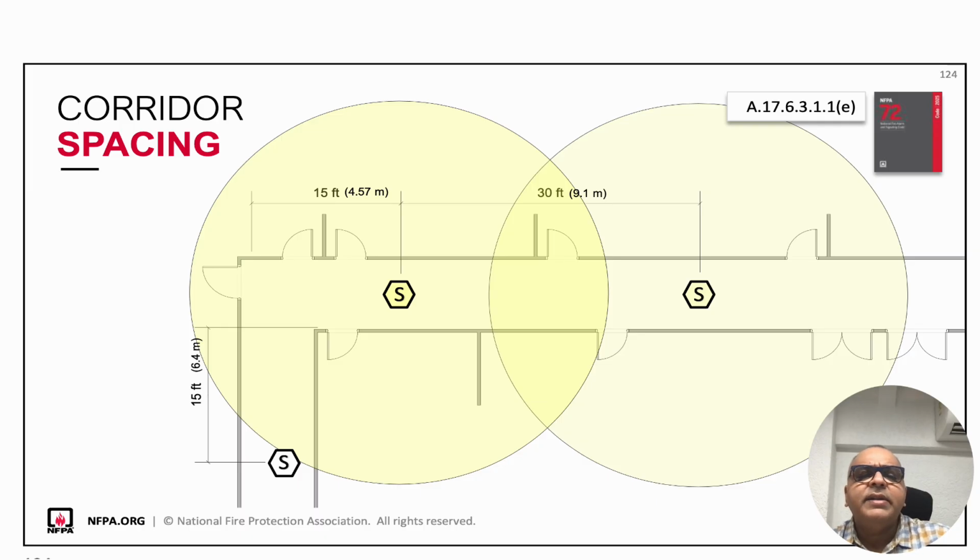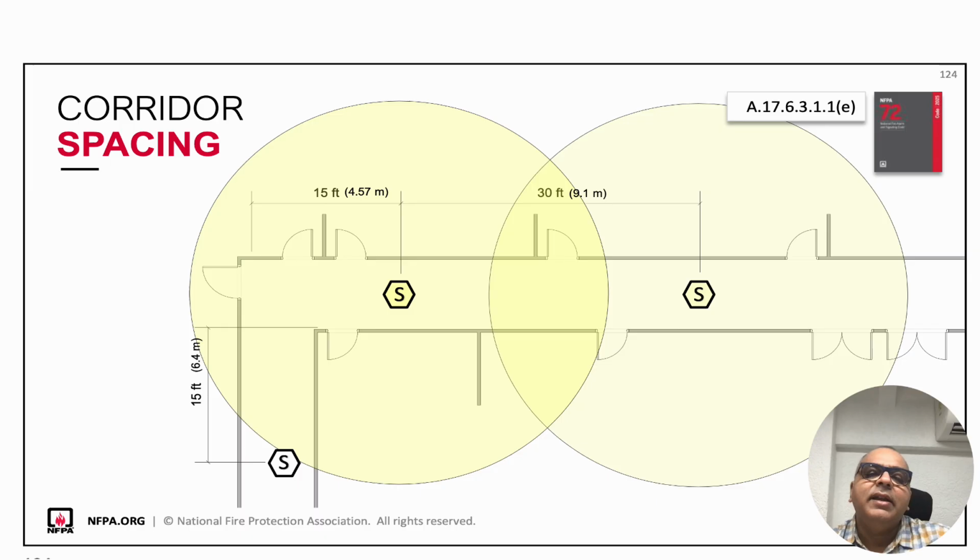For corridor spacing, when a corridor is narrow, smoke movement is channelized. It travels directly along the corridor ceiling, not outward in all directions like in an open room. Because of this guided path, detectors can be spaced further apart along the corridor length. A typical spot detector spacing is 30 feet.